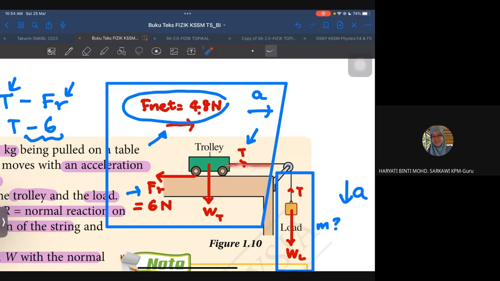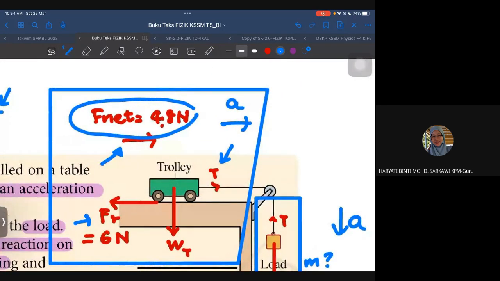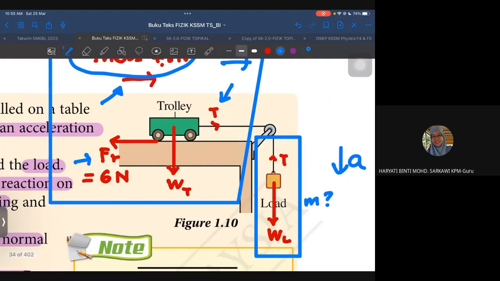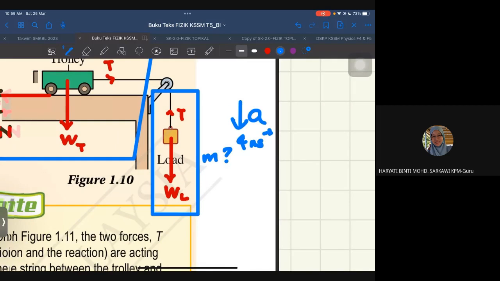Since they are in contact like this, the acceleration here and this acceleration will be the same value. Alright, same acceleration, which is given. So it means that here the acceleration is 4 meter per second squared, and here also the same thing, 4 meter per second squared. Now, I want to focus on this part.